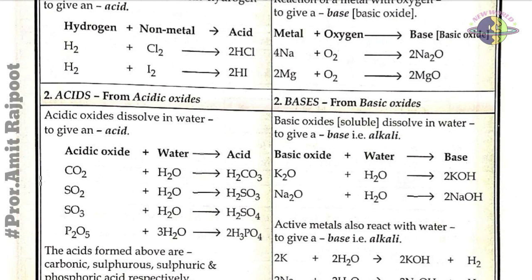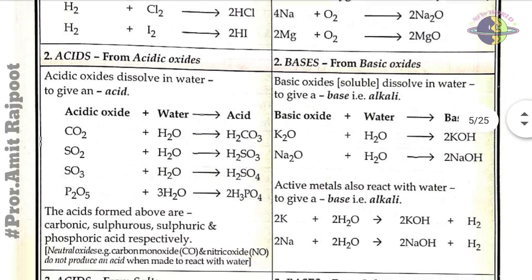See the acidic oxides CO2, SO2, SO3, P2O5. These acidic oxides react with water and form acids: H2CO3, H2SO3, H2SO4, 2H3PO4. Likewise, bases are formed from basic oxides. Basic oxides, for example K2O, Na2O, when combined with water, H2O, form the bases KOH, NaOH.